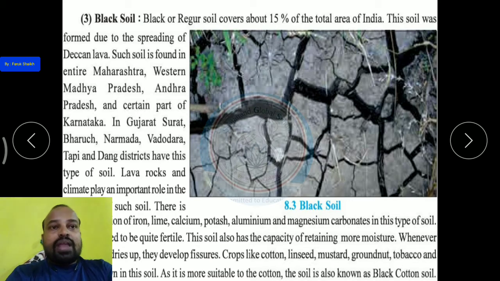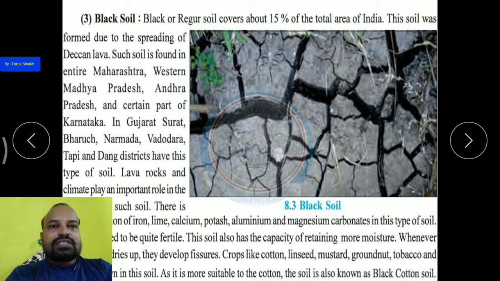Black soil covers about 15% of the total area of India. You have to remember all of these one by one: alluvial soil 48%, then red soil 19%, and now black soil is 15% of the total land area of India.